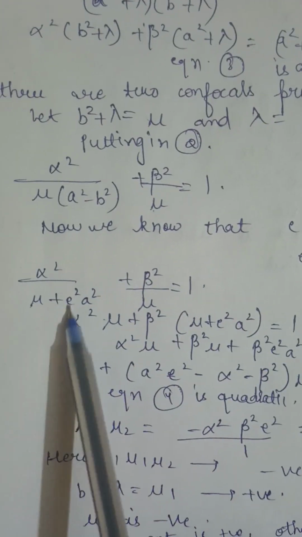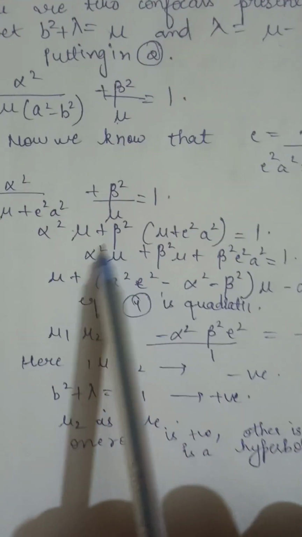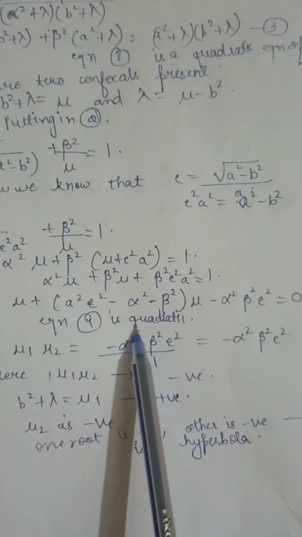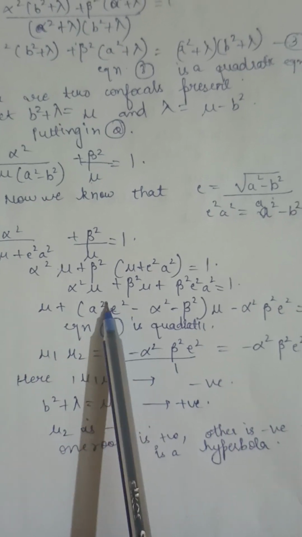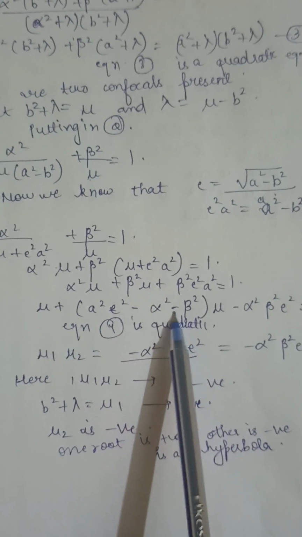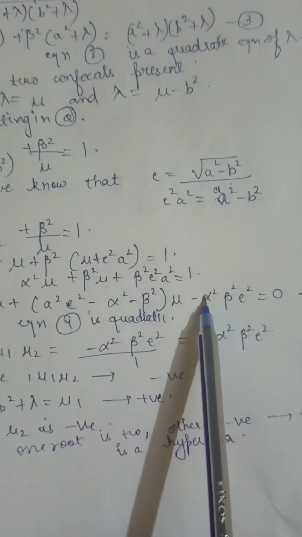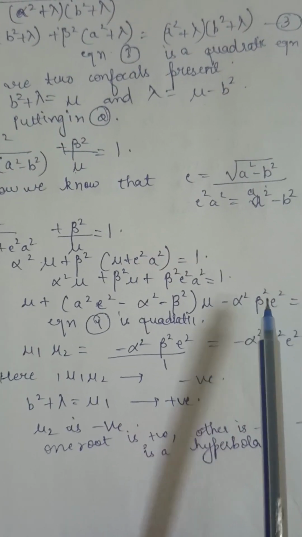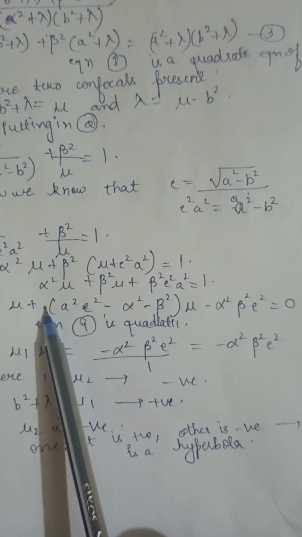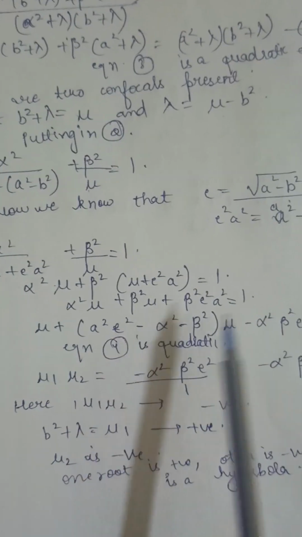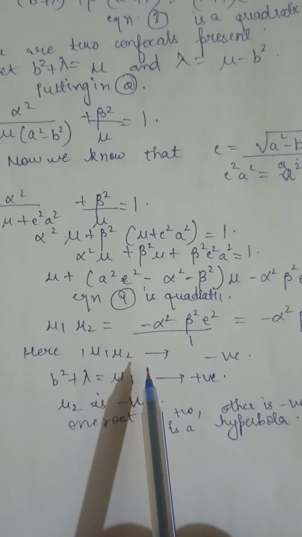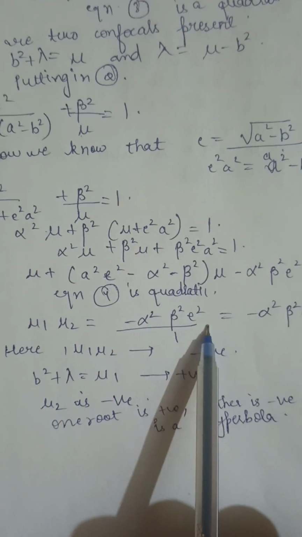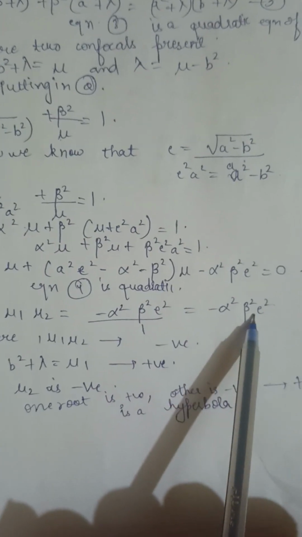Substitute the value of e here. Further solving, you would get an equation somewhat like this: mu plus a square e square minus alpha square minus beta square mu minus alpha square beta square e square is equals to 0. When you would look at this equation very closely, you will find that equation 4 is a quadratic equation. Mu1 mu2 is equals to minus alpha square beta square e square is equals to this.